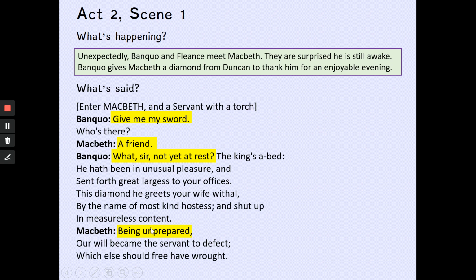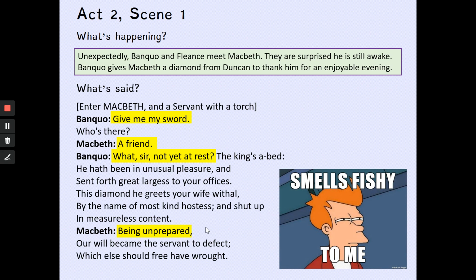And Macbeth, maybe deliberately, maybe unwittingly, says "being unprepared." Now, what might Duncan be unprepared for? Well, he's unprepared for the fact that Macbeth and Lady Macbeth are planning to, and are about to, murder him. So Macbeth, like I said, the mask is slipping, and Banquo is very suspicious. Something is up.